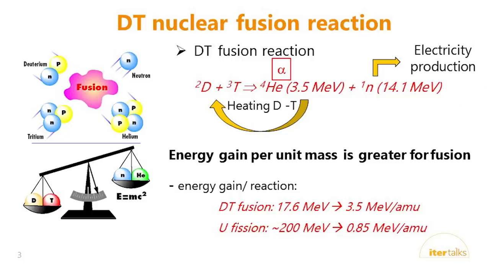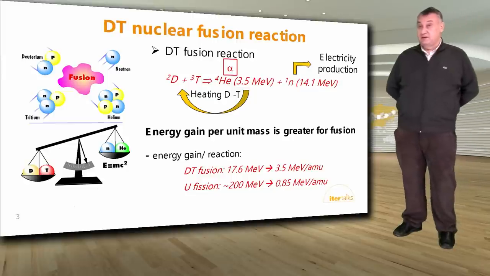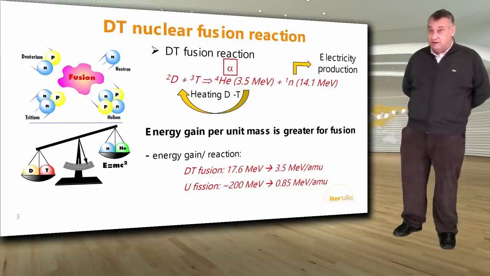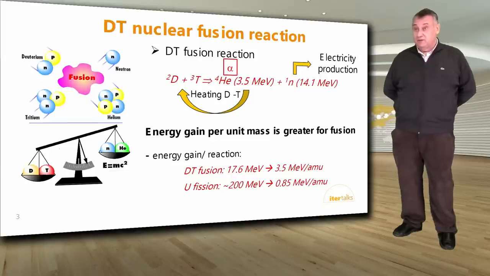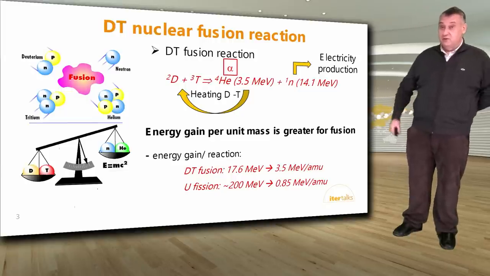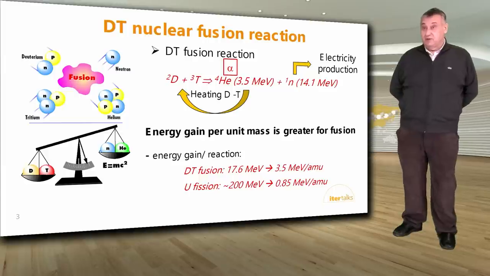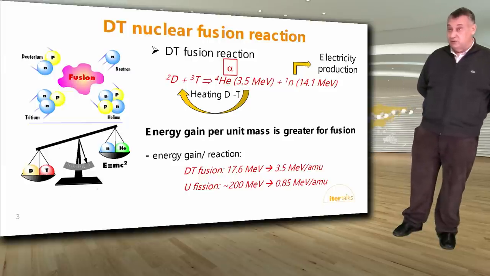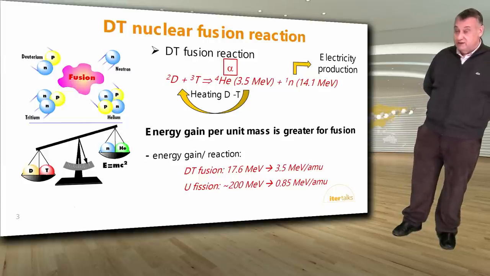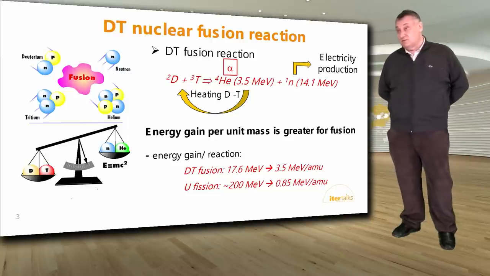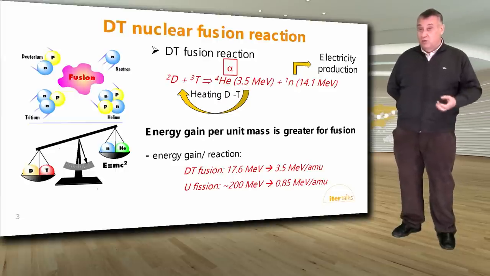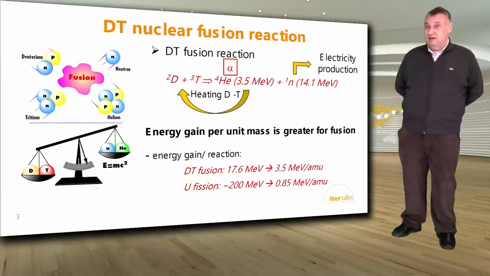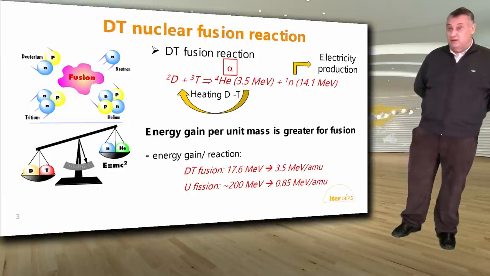Here we have the DT nuclear fusion reaction. The DT nuclear fusion reaction is the reaction between two types of hydrogen, heavy hydrogen, which are called deuterium and tritium. These react together through a nuclear process, and they produce helium and neutrons. Helium takes part of the energy which is produced in this reaction. Neutrons take most of the energy, and this energy comes because the mass of the products of this reaction is actually lower than the mass of the original DT nuclei.